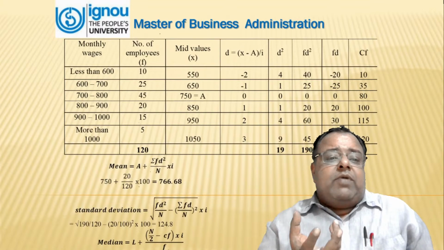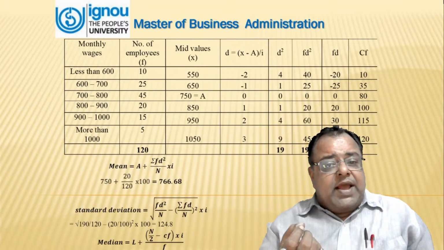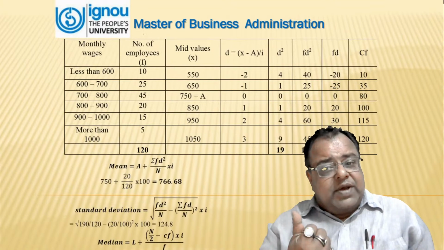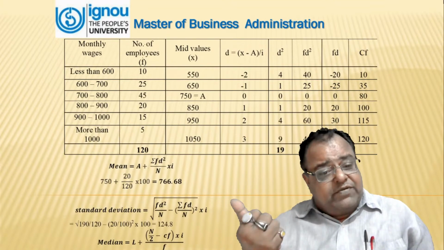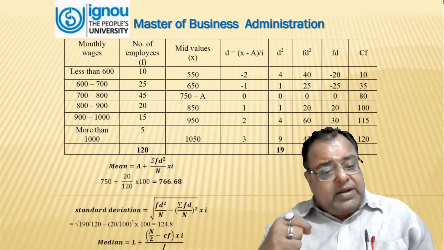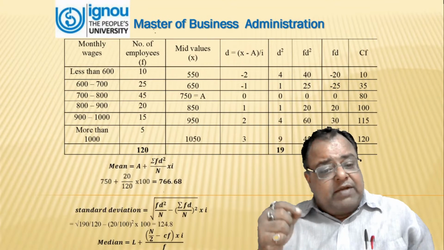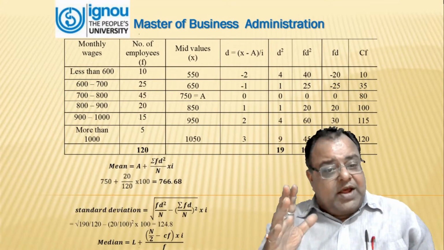First of all, we will be drawing the middle values, that is x. Then we will be calculating d, that is x minus a upon i. Then d square, fd square, fd, and the last one is the CF. For calculating mean, we have to use the formula a plus summation fd by n into i, because frequency is too large.